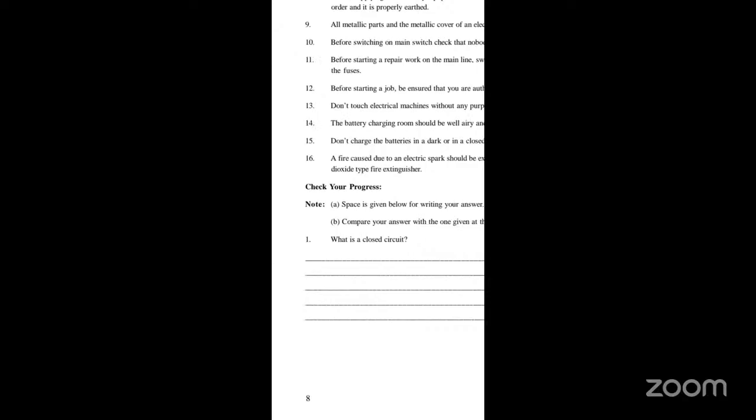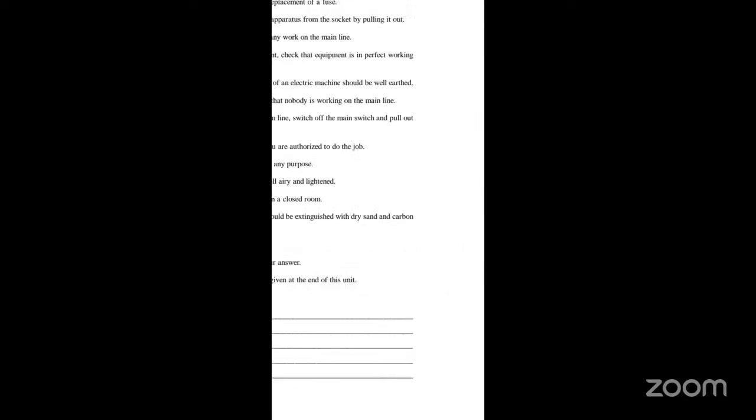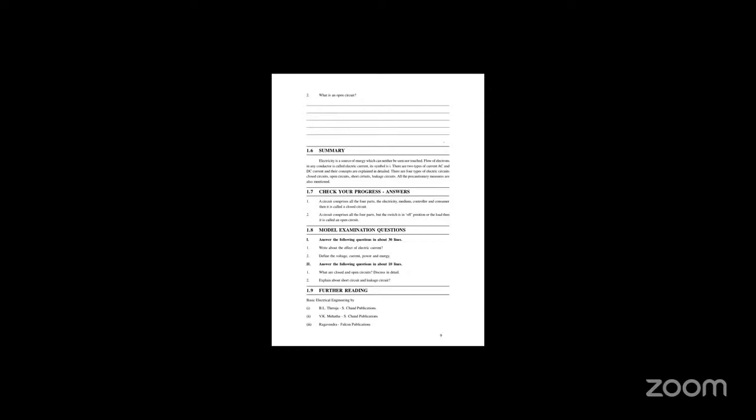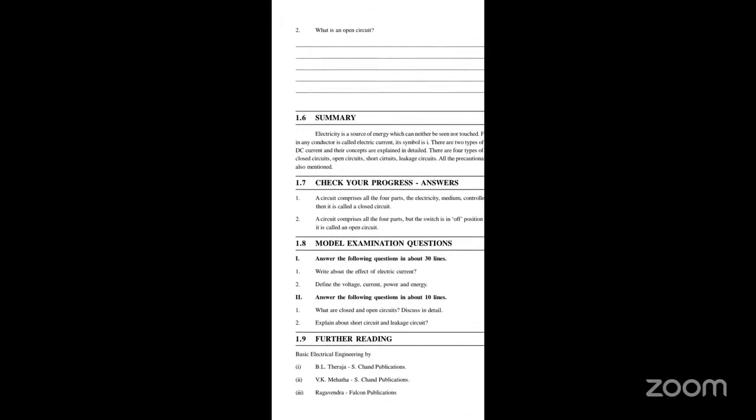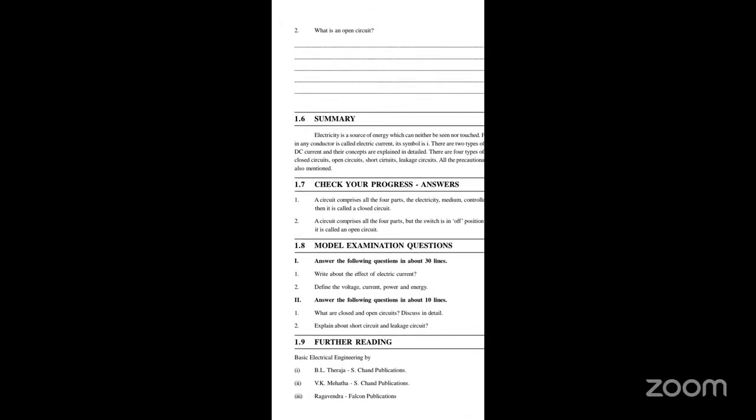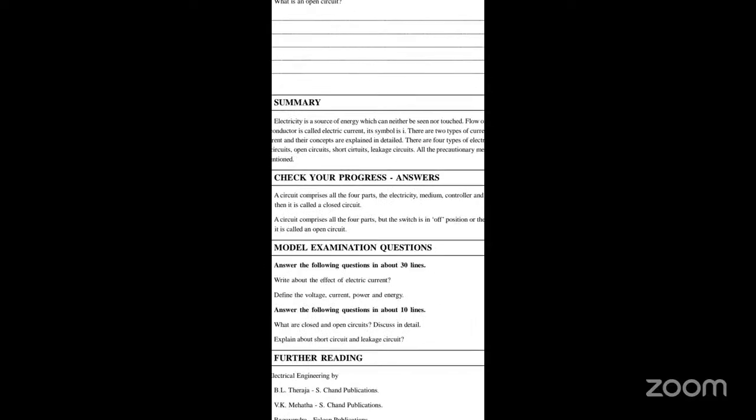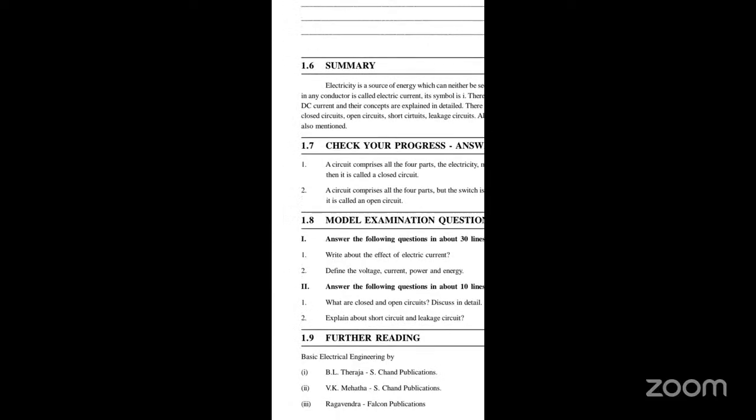What is a closed circuit? So already we learned now, as we wrote here using the textbook. In this particular unit we studied what the types of circuit are, what current is, what the effects are, and what precautions we are using. Those are the major topics in this unit.